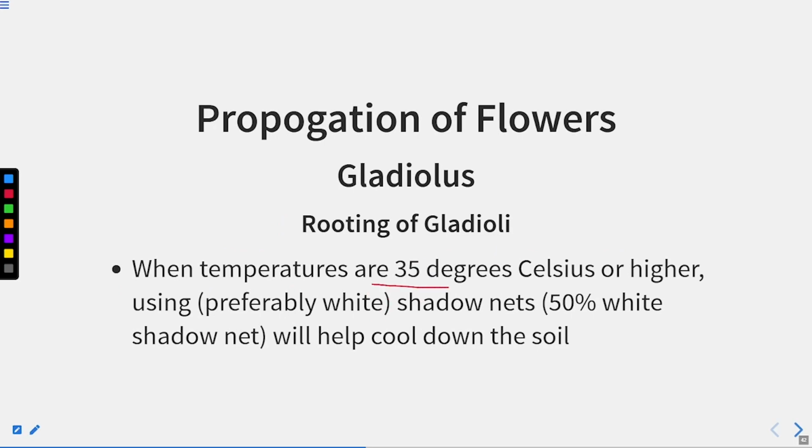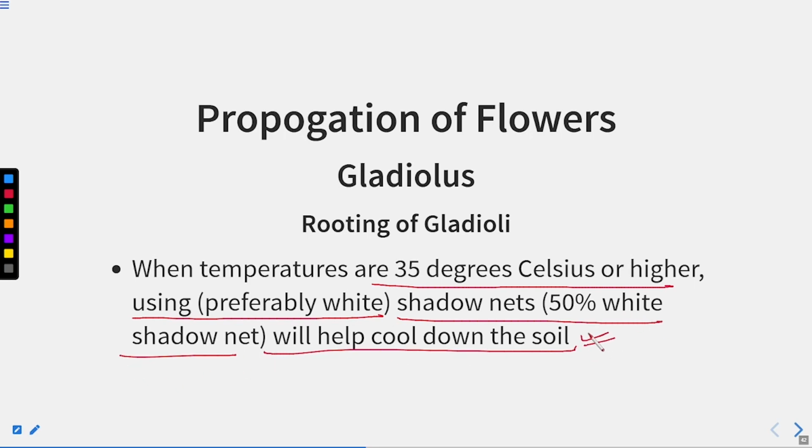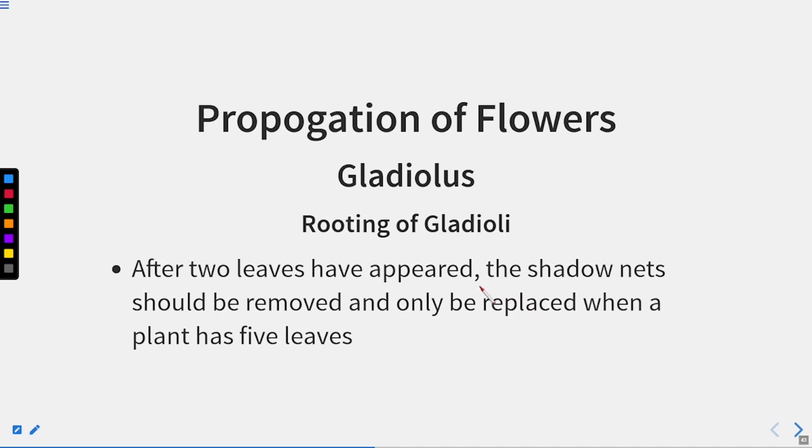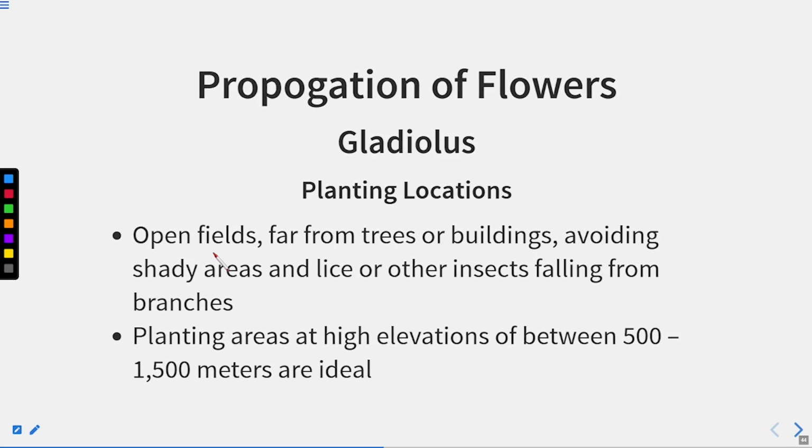When temperatures are 35 degrees Celsius or higher, preferably use white shade nets. A 50% white shade net will help cool down the soil. So we can have this shade net that can reduce the temperature of the soil. After 2 leaves have appeared, the shade nets should be removed and only be replaced when plants have 5 leaves. So when the plant has 5 leaves, we can have this net again.